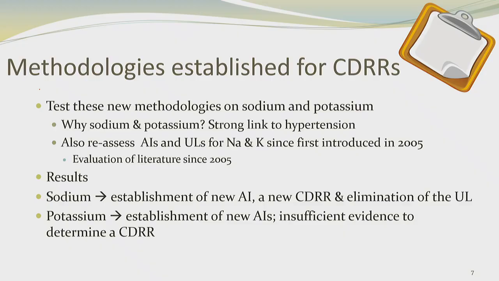For potassium, a new AI was established, an adequate intake, because there's not enough evidence, or we cannot go through a depletion-repletion to get an EAR and therefore an RDA. And so for potassium, an AI was established, but there was an inadequate number of suitable RCTs for us to establish a CDRR for potassium. Yes?